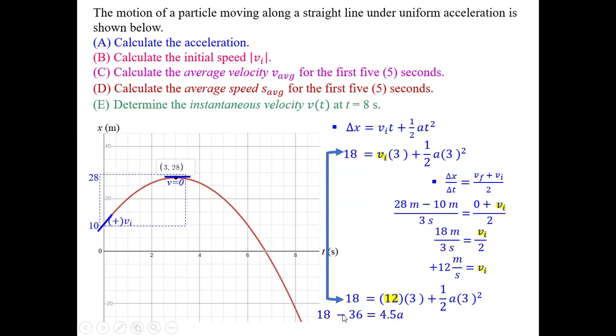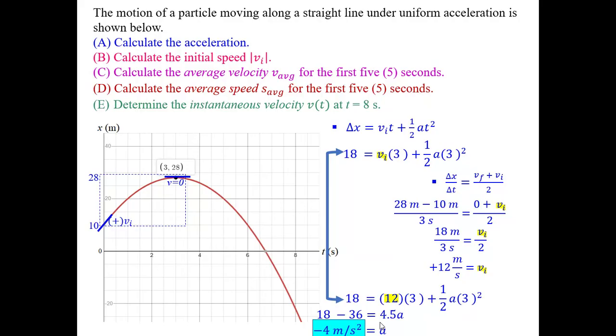So here, 18 minus 36 is negative 18. And then to get rid of the 4.5, you would have to divide both sides by 4.5. So negative 18 divided by 4.5 will give you the same answer of negative 4 meters per second squared. So as you can see, the answer for A comes out pretty consistent.